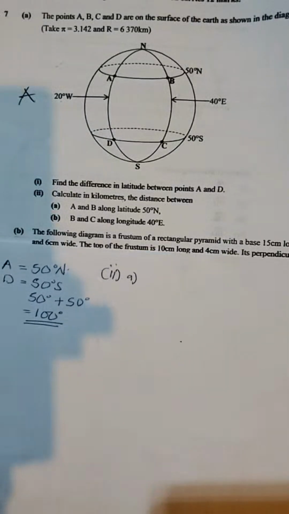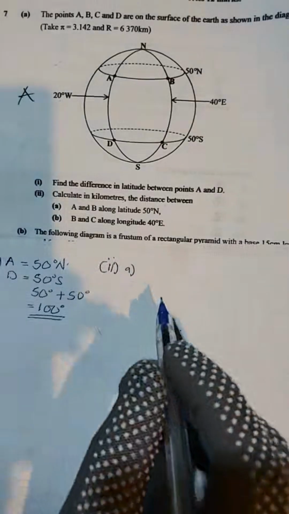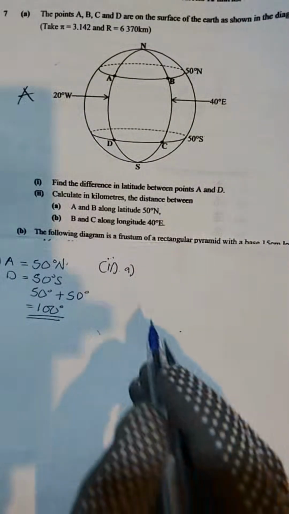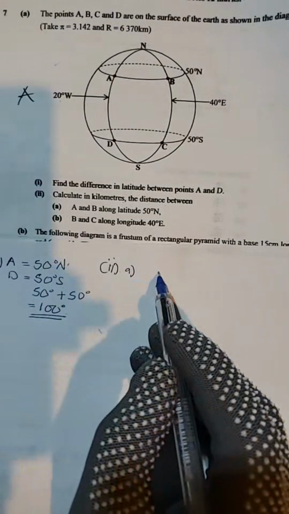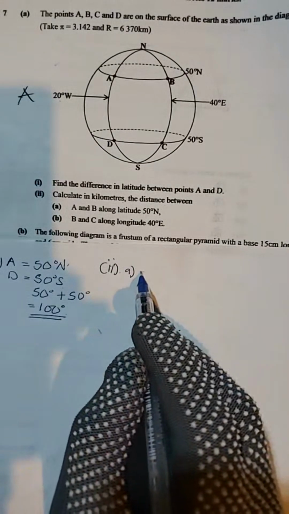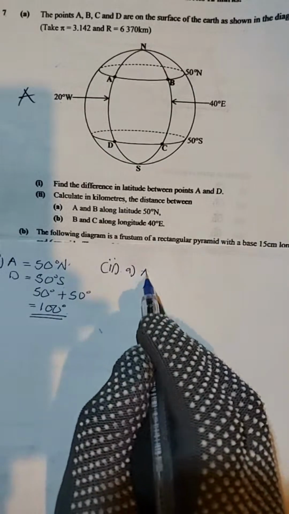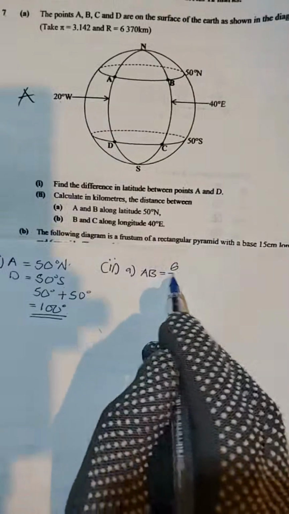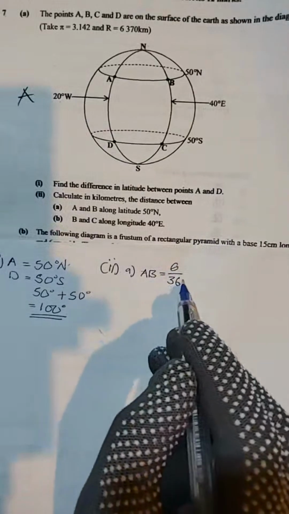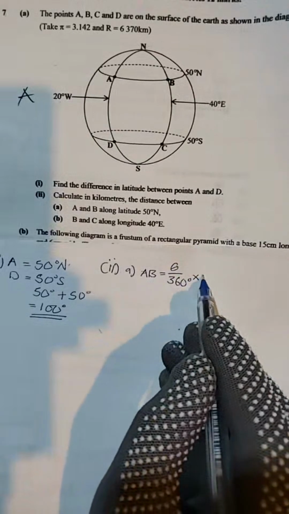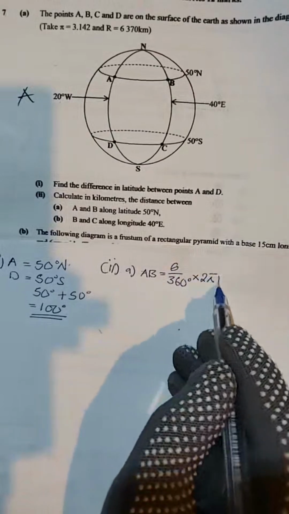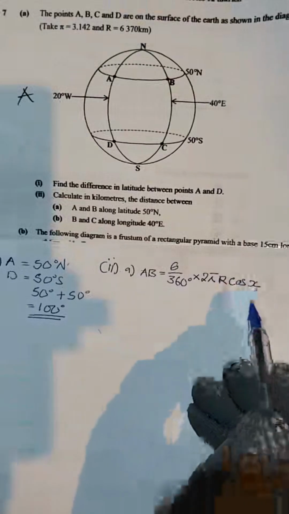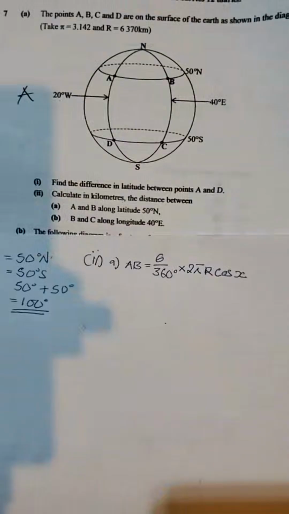So what you do is write the formula for calculating the distance along latitude. The formula here is distance AB equals theta over 360 degrees times 2 pi r cos x.